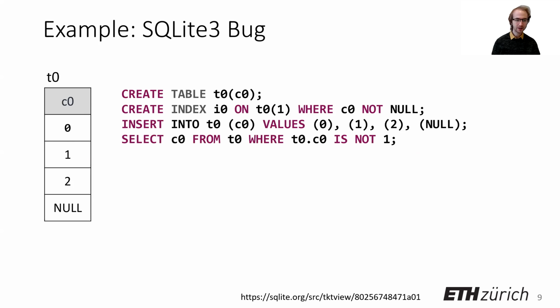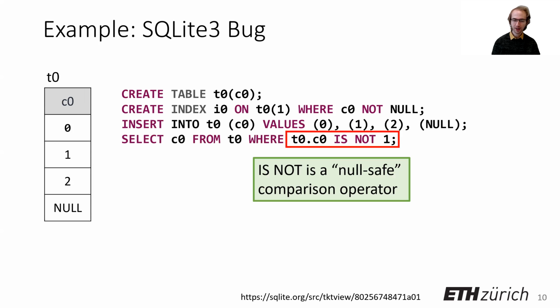You can see here a test case that demonstrates a logic bug that we have found in SQLite. First we create a table, then we create an index, which is an auxiliary data structure, and then we insert some values into the table, and finally we issue the query to the DBMS. The query has a WHERE clause, and the predicate uses this IS NOT operator, which is a null-safe comparison operator, meaning that even if one of the operands is NULL, it will still evaluate to a Boolean value. So what's the result set that should be returned?